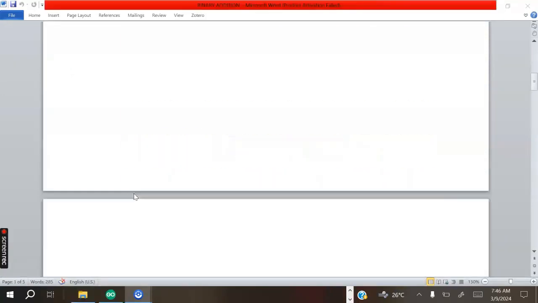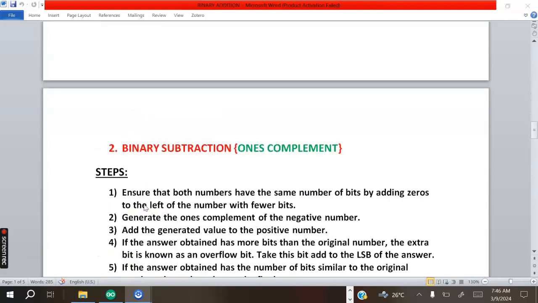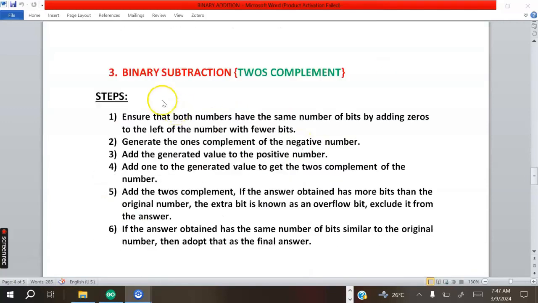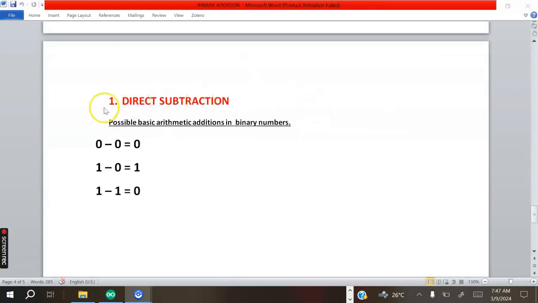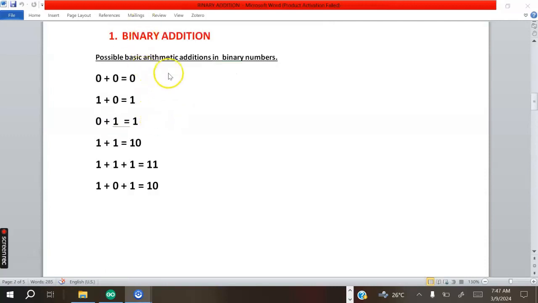We have already looked at the other scenarios. For example, we had already looked at binary addition, binary subtraction using the one's complement, and binary subtraction using the two's complement. But for this specific video, I'm going to take you through the direct subtraction of the binaries. Before we dive into the whole thing, we need to remind ourselves of the basic arithmetic addition rules, which are mostly used in both addition and subtraction.